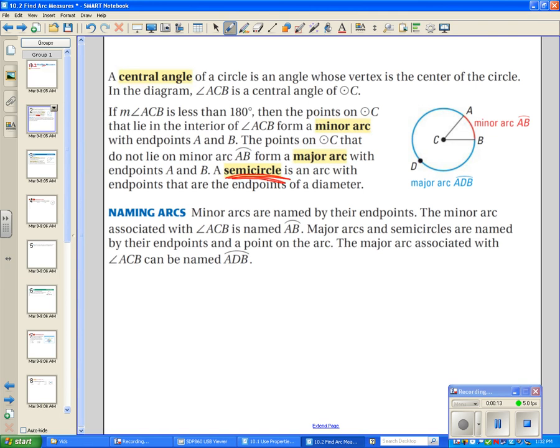Semicircle being a half circle. Go ahead and draw what you see because you're going to need that. Any arc that is bigger than 180, which is bigger than a semicircle, we call a major arc. Major being bigger and minor being smaller, being the small arc.